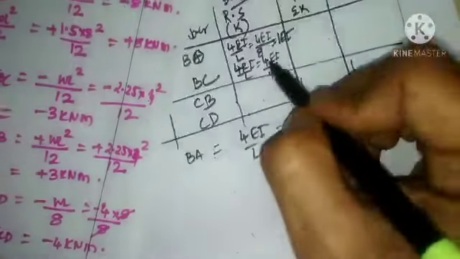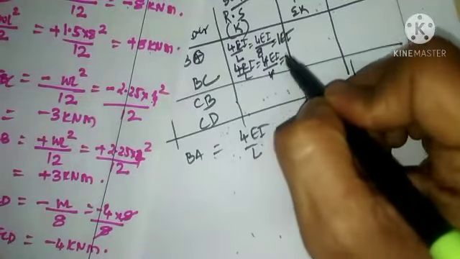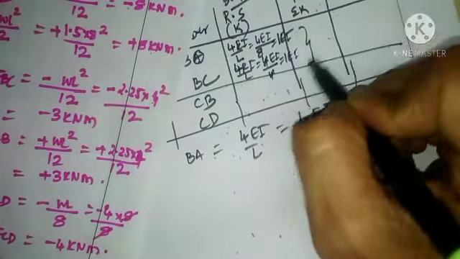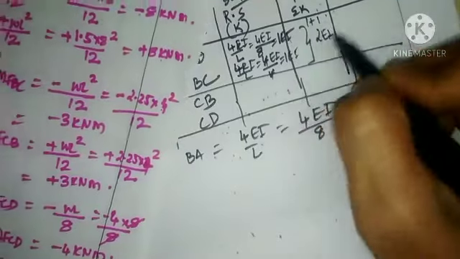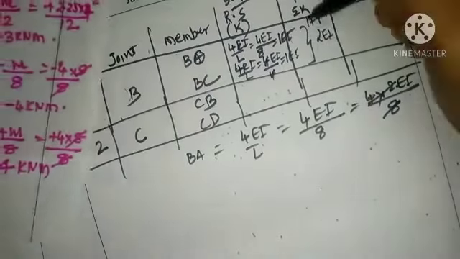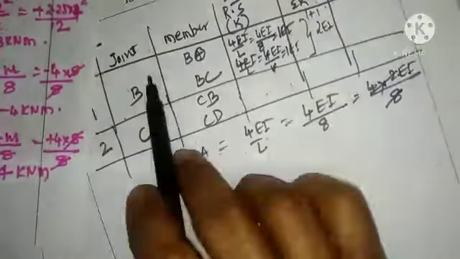For the second case BC, the EI value is 1. So it will be 4 EI by 4. Again both will get cancelled. It will be 1 EI. Total stiffness will be 2 EI, that is 1 plus 1 comes out as 2 EI. So this is the total stiffness for the joint B.